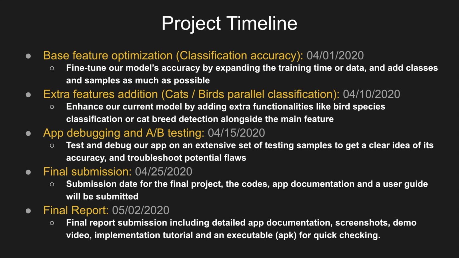So there we will upload a detailed app documentation from top to bottom, how to implement our application, going from an empty Android project with only the main activity to a full working dual classification model for birds and or cats and dogs. And we also upload screenshots, a demo video, and an implementation tutorial, also an APK file for quick checking, which will allow the teaching assistant or the professor to quickly run the application on any Android devices and check in real time and live our application's accuracy and usefulness.